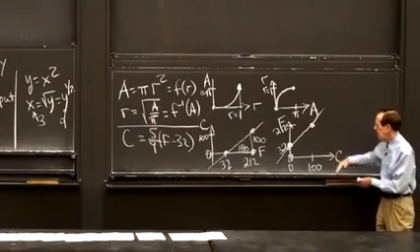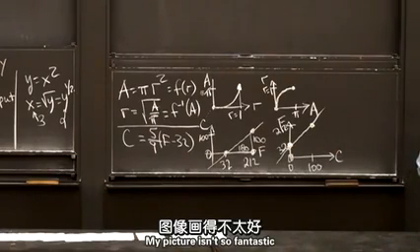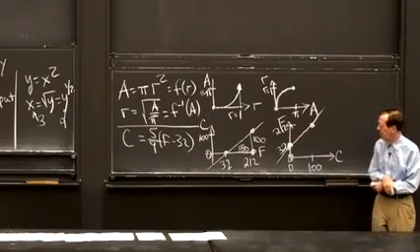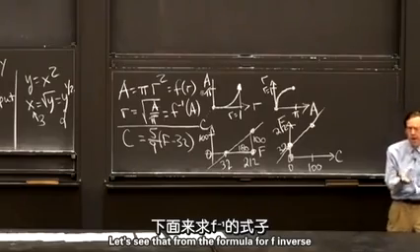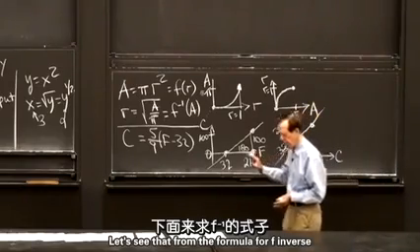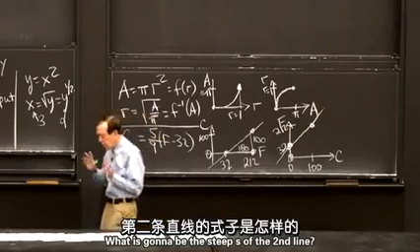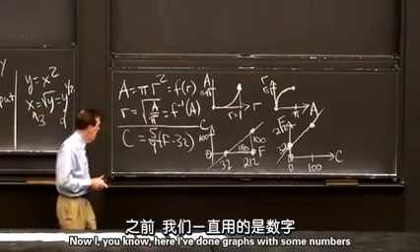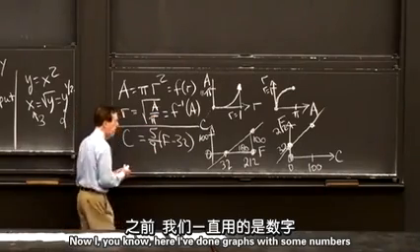Whew. My picture isn't so fantastic. That 212 really should be higher, and that line should be steeper. Let's see that from the formula for F inverse. What is going to be the steepness of the second line?